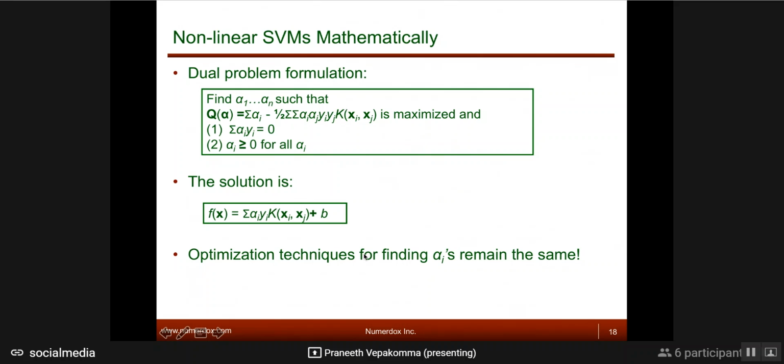So it's the same as linear SVM in terms of optimization, only your data is transformed using the kernel function. And that is how your gamma plays a role.